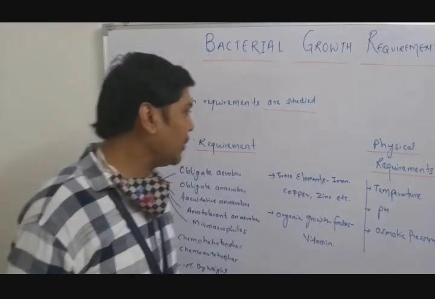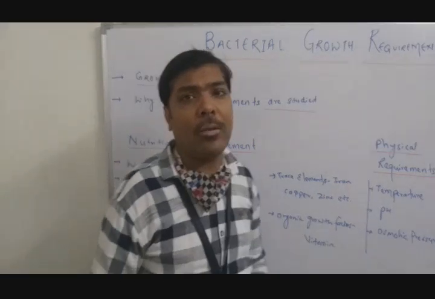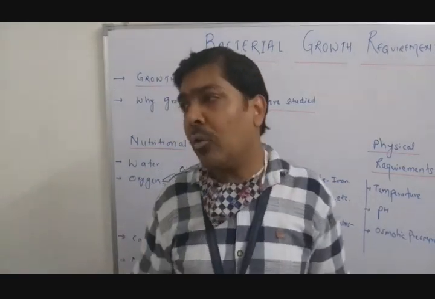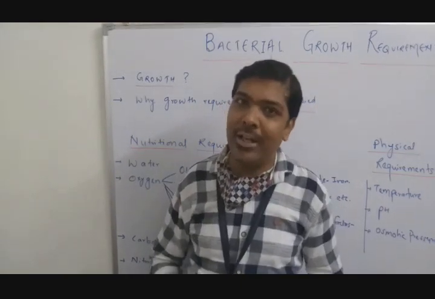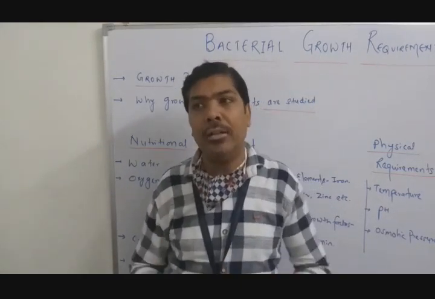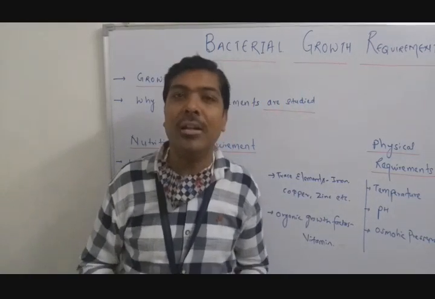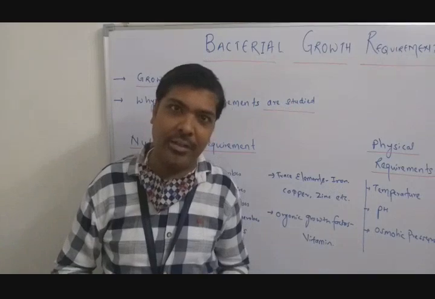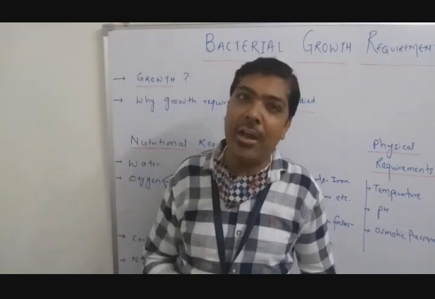Okay, so the first growth requirement is water. Now the next growth requirement is oxygen. Because oxygen is again a very important thing on which the bacterial growth is dependent. So broadly, the bacteria can be classified on the basis of the requirement of oxygen. These bacteria are classified into two categories. One, the bacteria can be aerobic in nature, and number two, it can be anaerobic in nature.